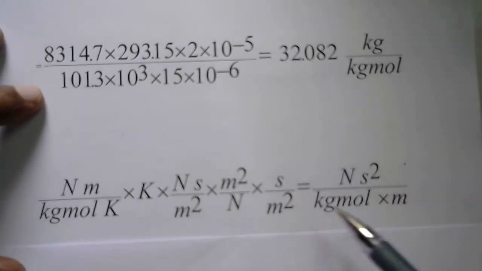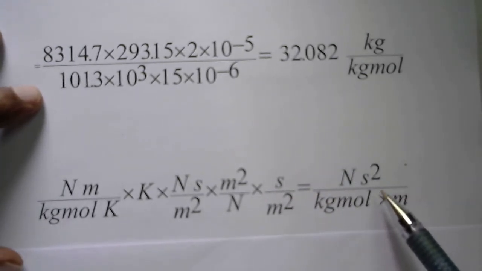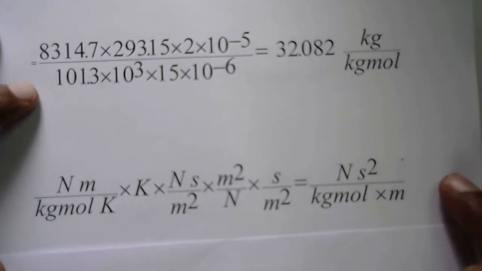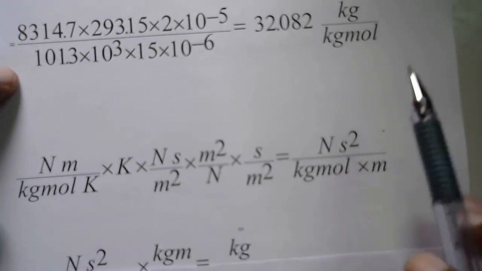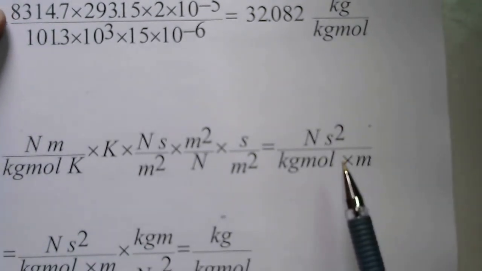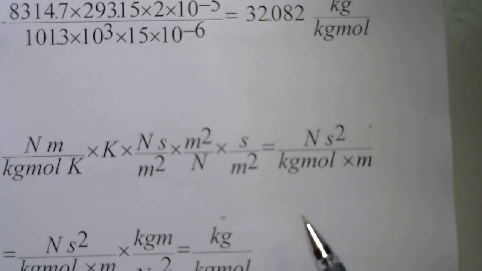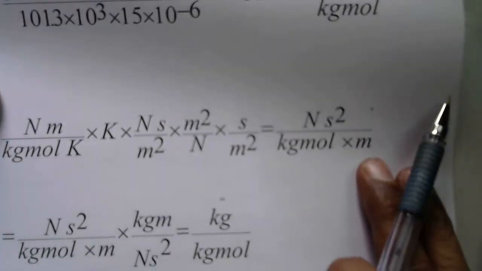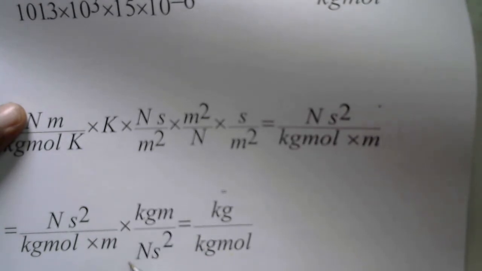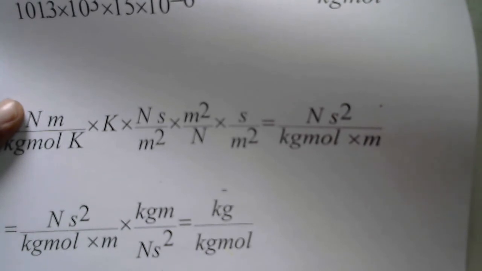So if we cancel out, then we get the final unit as Newton second square per kg mole meter. Of course, this obviously is the final unit which is required. So we know that Newton, this force unit, can be converted into the mass unit by using this unit conversion factor. So we substitute that. Then this Newton second square and Newton second square will cancel out. This meter and meter cancel out, and we get the final unit as kg per kg mole.